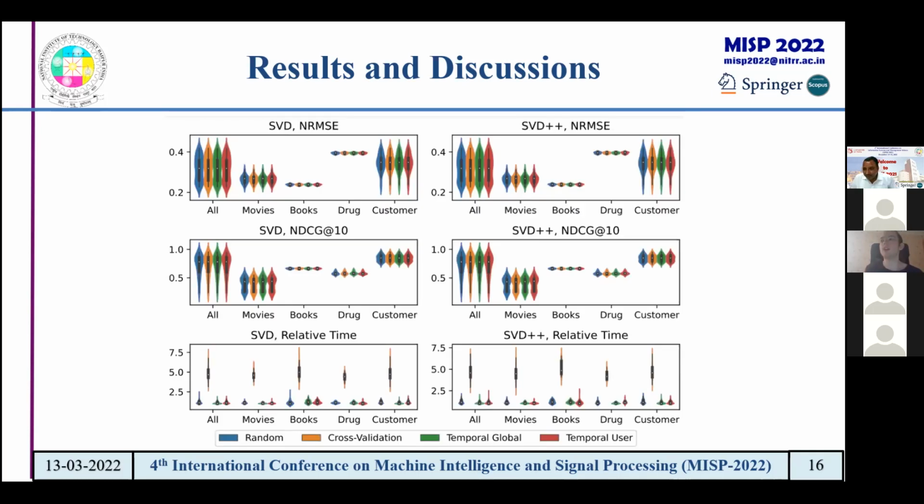Here are the violin plots for the first 2 research questions. Different colors represent different splitting strategies. RMSE and the NDCG plots show that there is no visible difference between metric values given for different strategies. There are some minor differences in distribution medians in favor of temporal strategies, but numerically the difference is around 0.001. Practically, this difference doesn't matter.